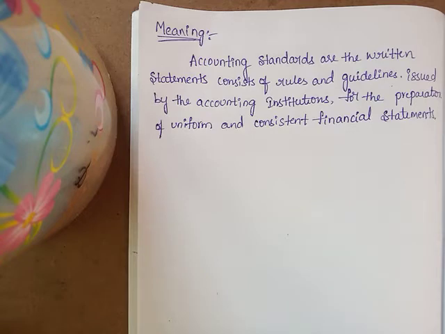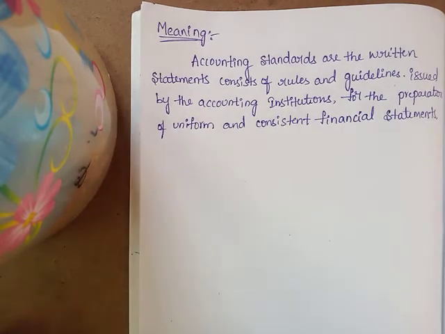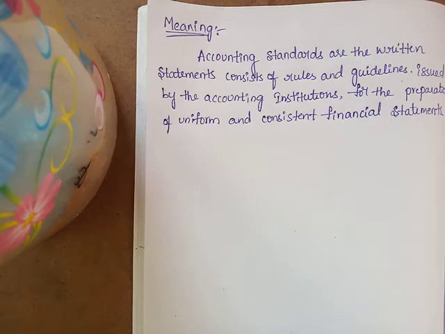The second one is that a standard should significantly reduce the amount of manipulation of the reported numbers that is likely to occur in the absence of any accounting standards. So several importance points will be there under this. Write down that importance.